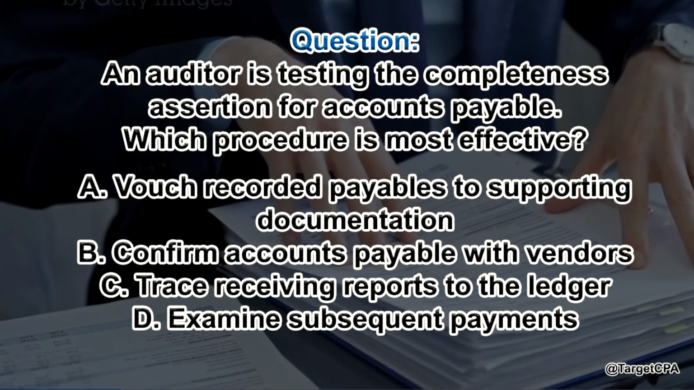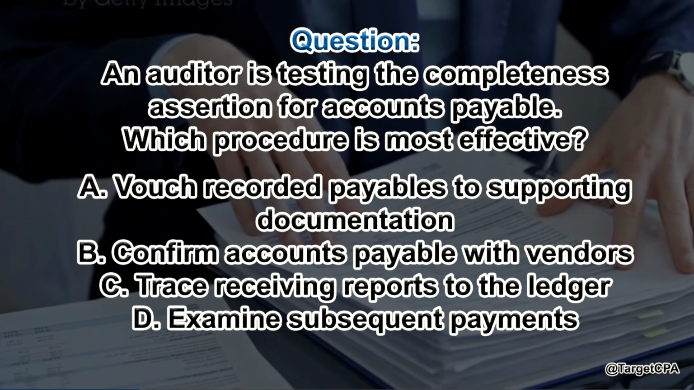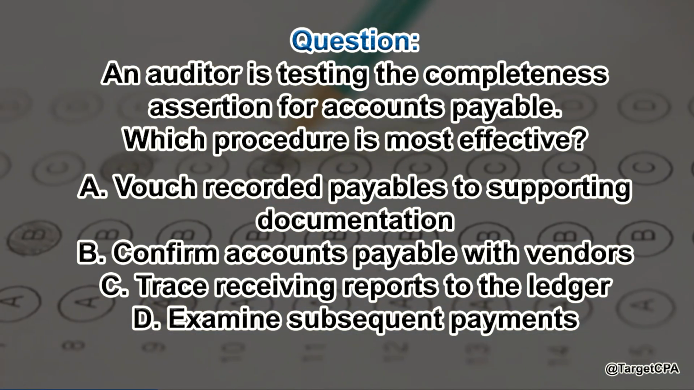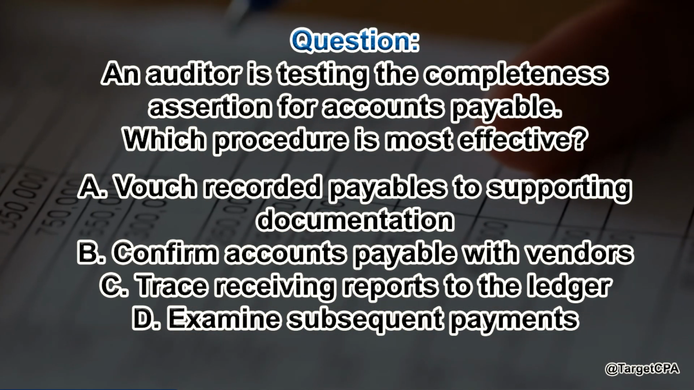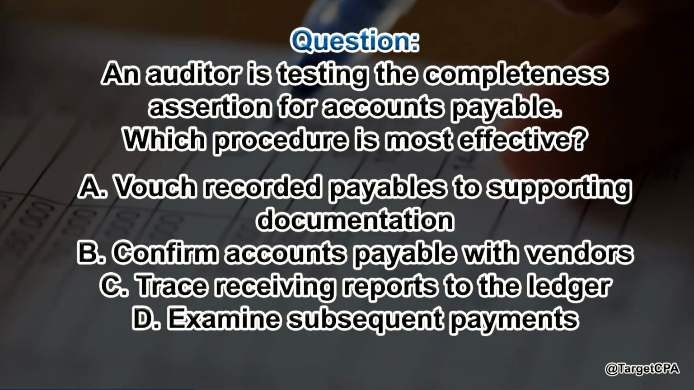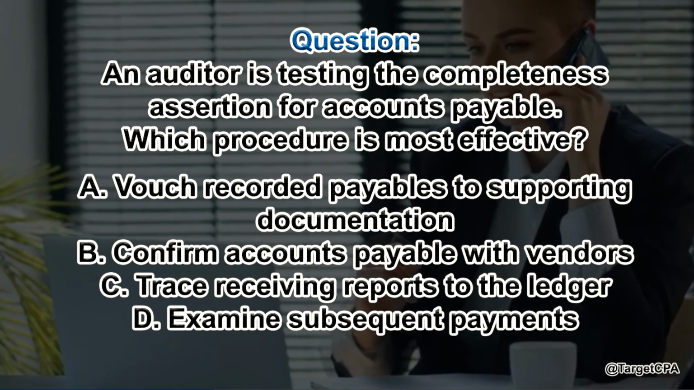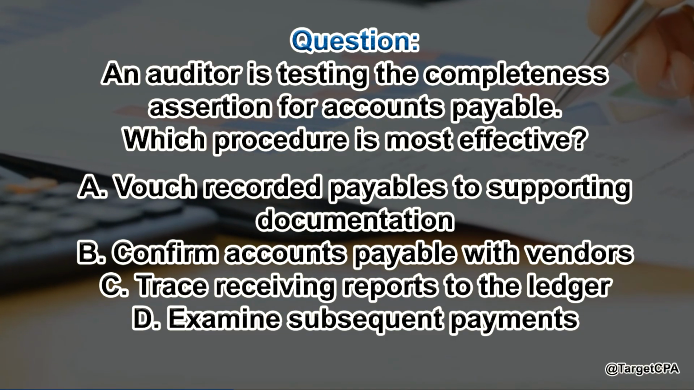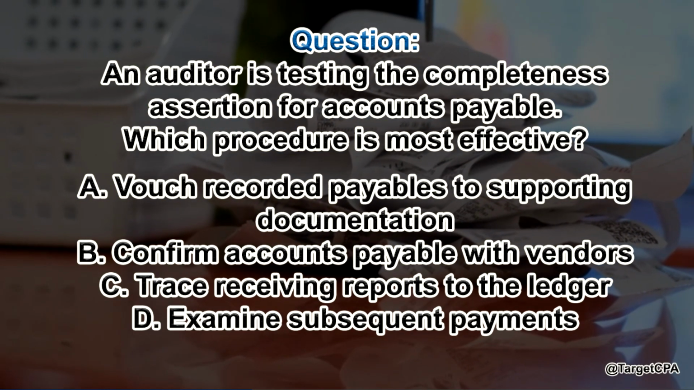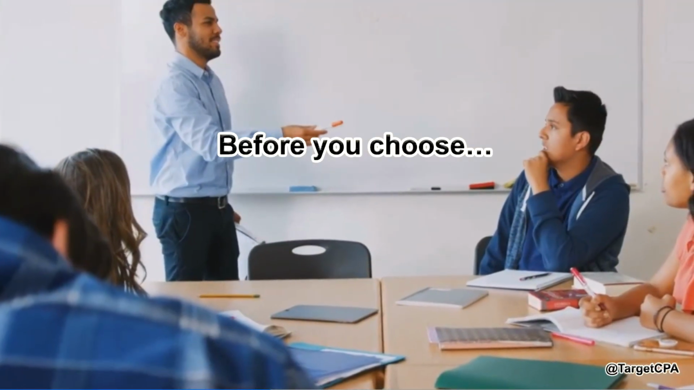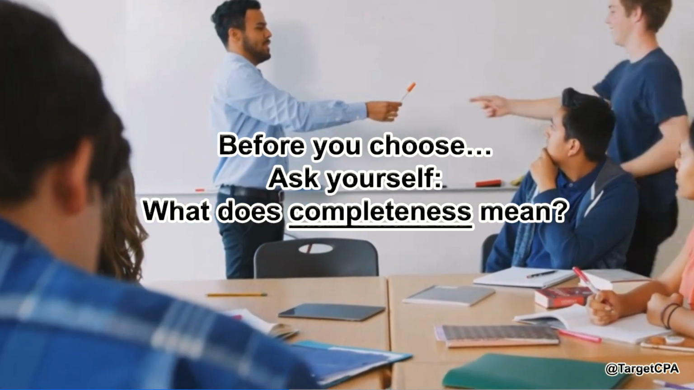An auditor is testing the completeness assertion for accounts payable. Which procedure is most effective? A. Vouch recorded payables to supporting documentation. B. Confirm accounts payable with vendors. C. Trace receiving reports to the ledger. D. Examine subsequent payments. Before you answer, let's break down what the question's really asking.